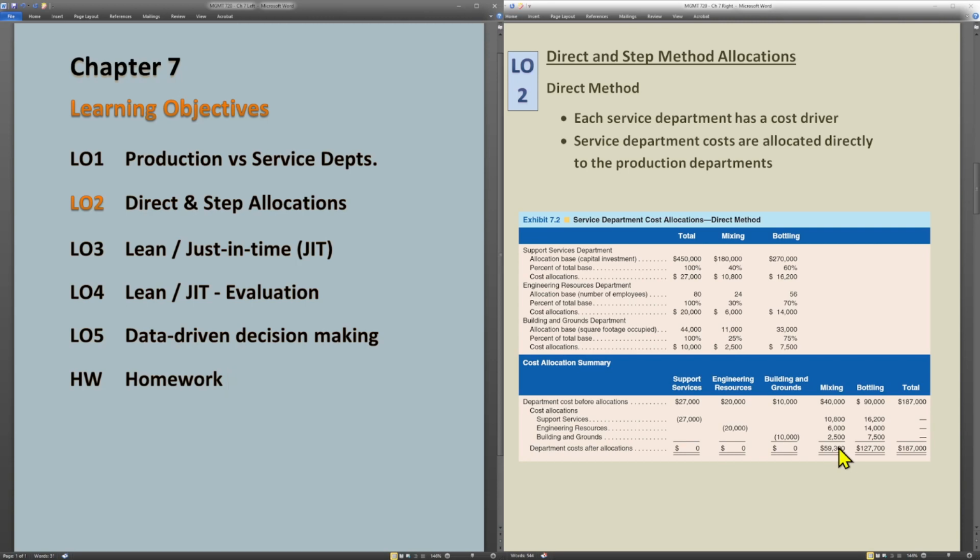That's what you're trying to do: figure out how much cost each of these departments use, so that when you come to figuring out the cost of the end product, you have a better sense of how the costs split up. Okay, well, let's go ahead and look at the next method, and that's going to be the step method.